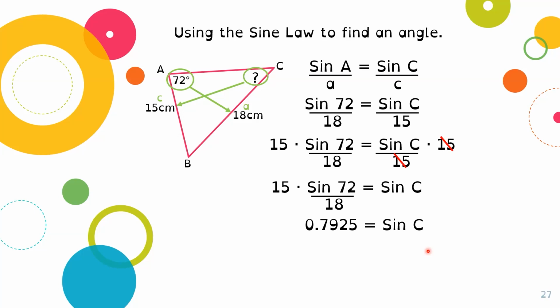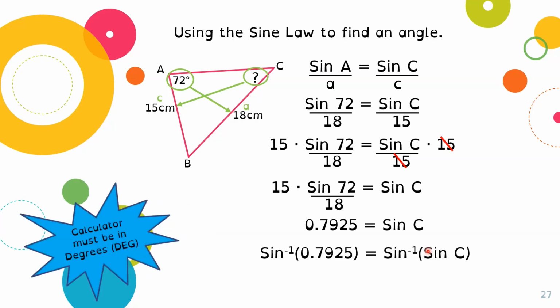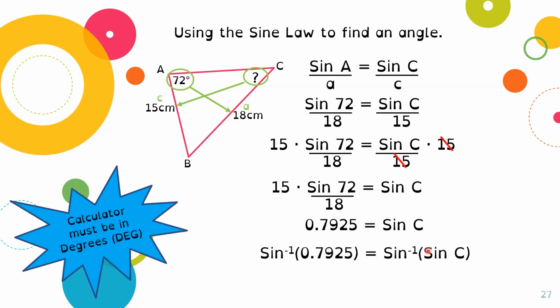So I do 15 times sine 72 divided by 18, the same way we've done it in primary trigonometry, the same buttons that we're pressing. That's equal to 0.7925. Again, if you're writing it down, use at least 4 decimal places, 4 or 5 is ideal, equals sine C. To figure out what angle C is, we need to do sine inverse of 0.7925 equals sine inverse of sine C. Remember, the sine inverse of sine C cancels off and leaves us only with angle C, which gives us angle C is equal to 52.4 degrees.